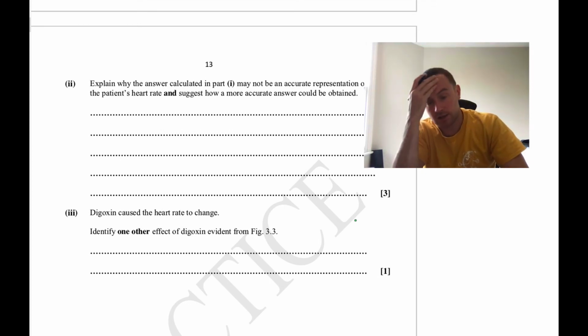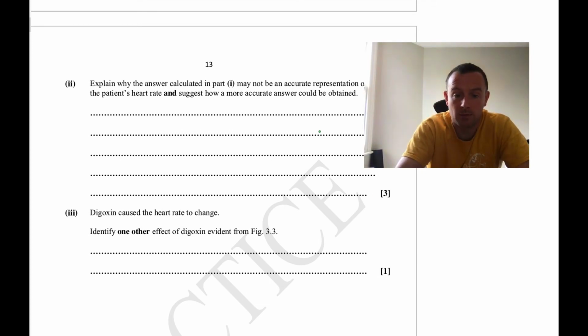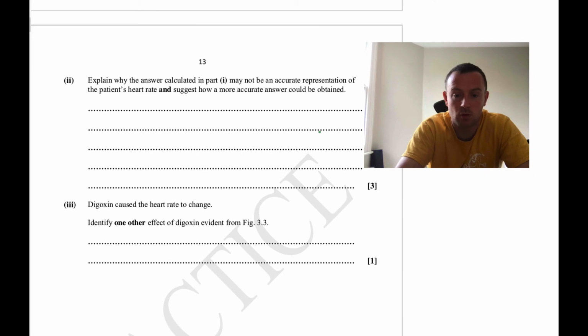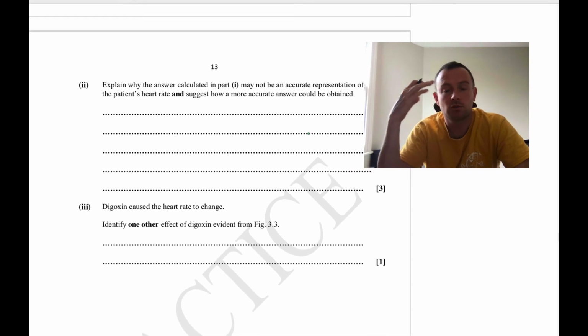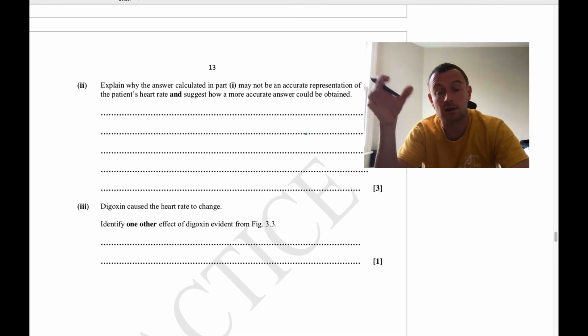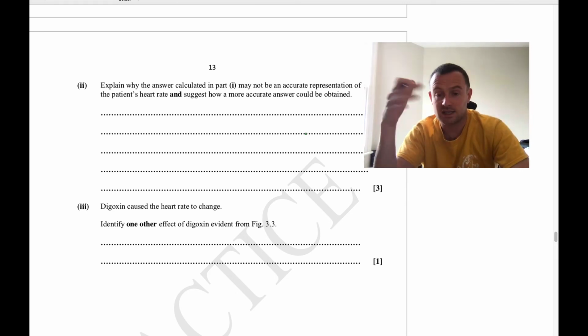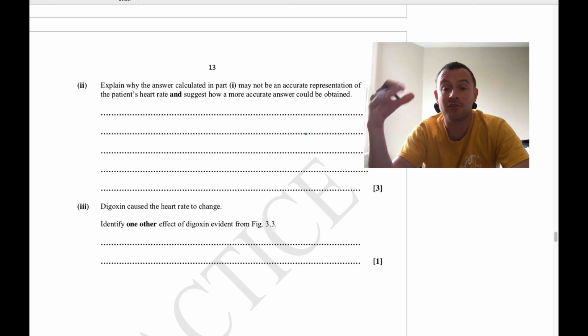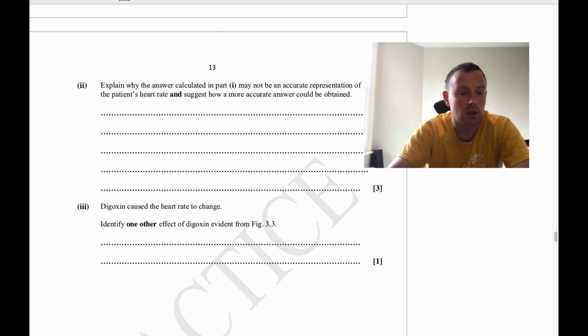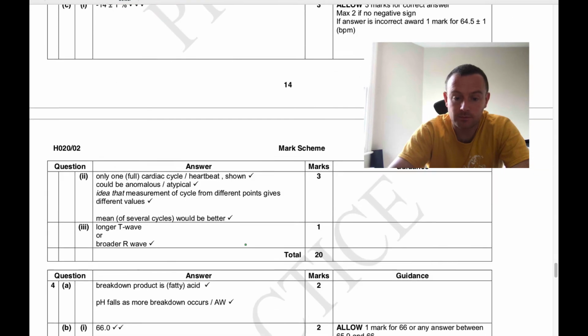Explain why the answer calculated in part 1 may not be an accurate representation of the patient's heart rate and suggest how a more accurate answer could be obtained. Well, the first thing is we're only looking at one heart rate, and there are variations, so it would be much better to look at the number of heartbeats in, let's say, a minute and measure that, to get an average or a mean. So let's look at the mark scheme.